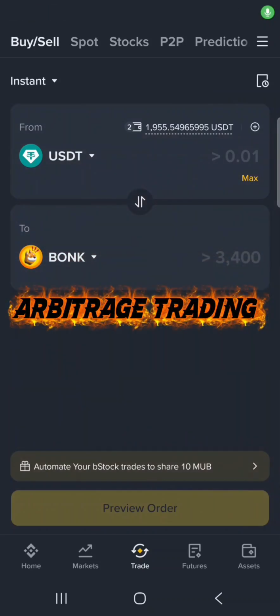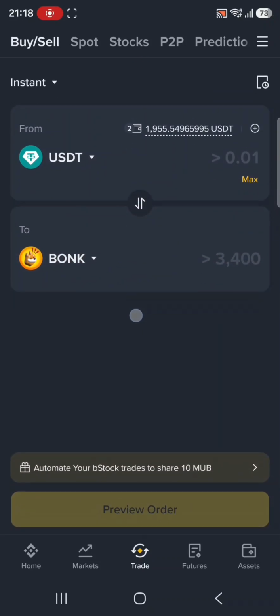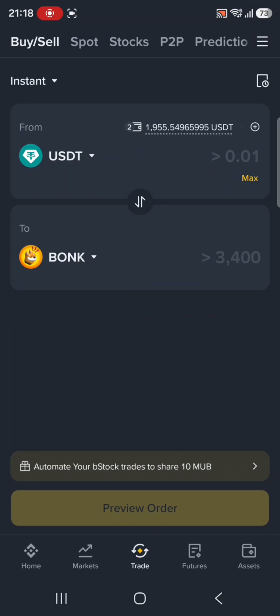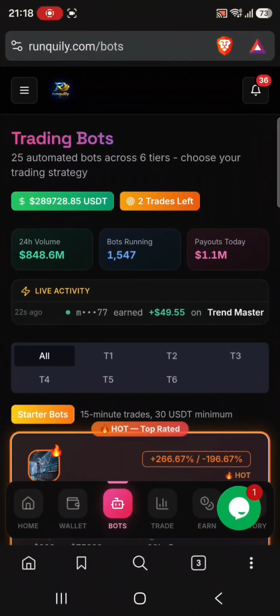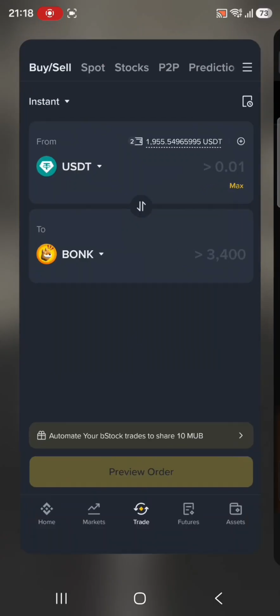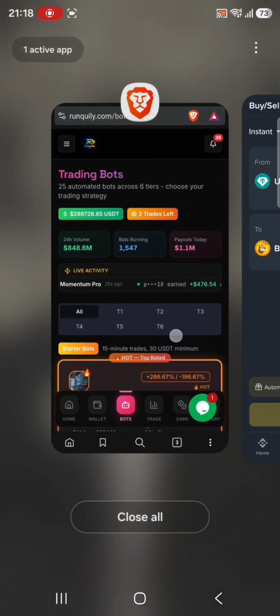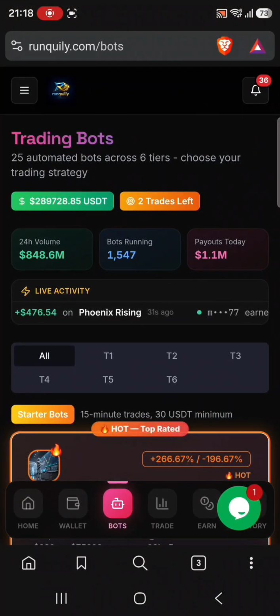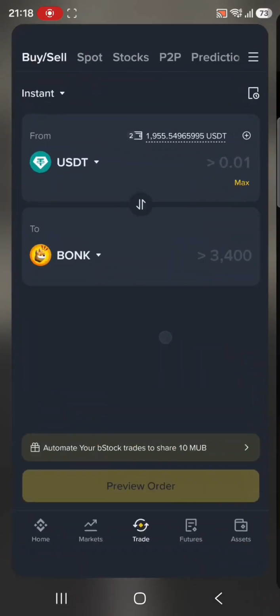What is crypto arbitrage trading and how does it work? In this video, you'll learn how crypto arbitrage trading involves buying assets at a lower price in a centralized platform and selling the same assets at a higher price in a decentralized platform. So you'll need two platforms.